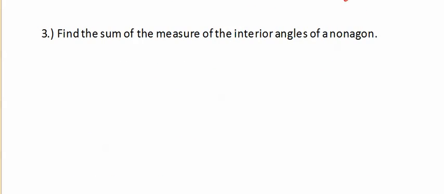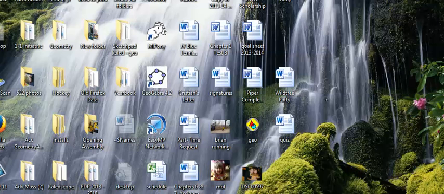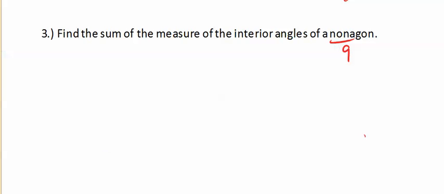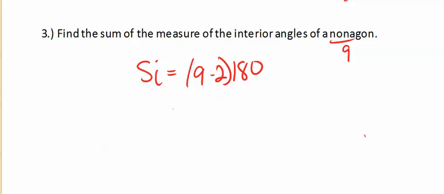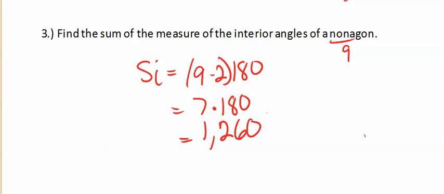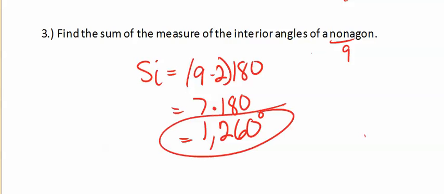And finally, our last example. It says, find the sum of the measure of the interior angles of a nonagon. Again, we need to know how many sides are in a nonagon. And like its name suggests, non meaning 9, we can use the number of sides and the interior measurement. Calculate 9 minus 2 times the quantity 180. So 7 times 180 degrees. And in a nonagon, the sum of all the interior angles is 1,260.